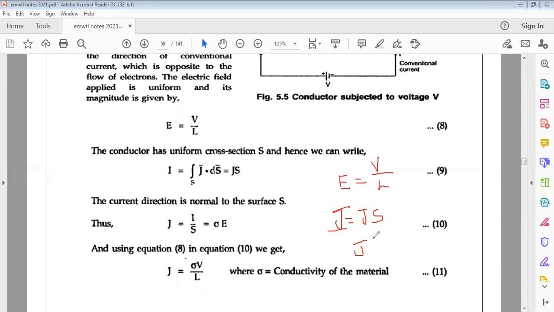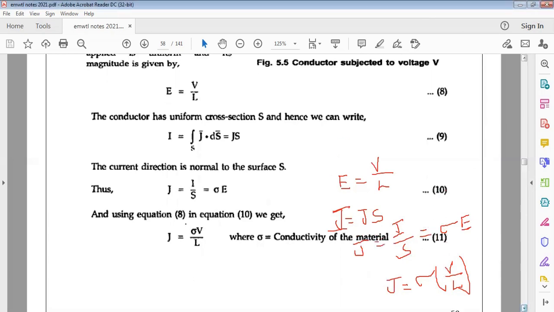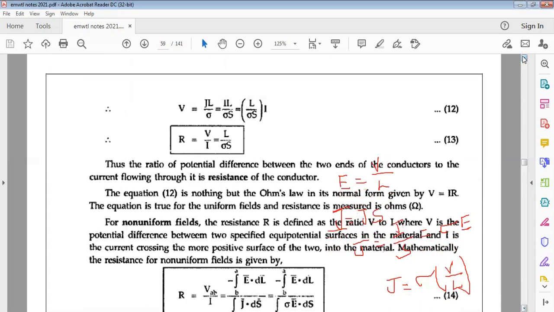So what is J now? J is equal to I by S, and according to Ohm's law, J is equal to sigma into E, with E replaced by V by L. So J is equal to sigma V by L, where sigma is the conductivity of the material. Now cross multiplying, V is equal to J L by sigma.